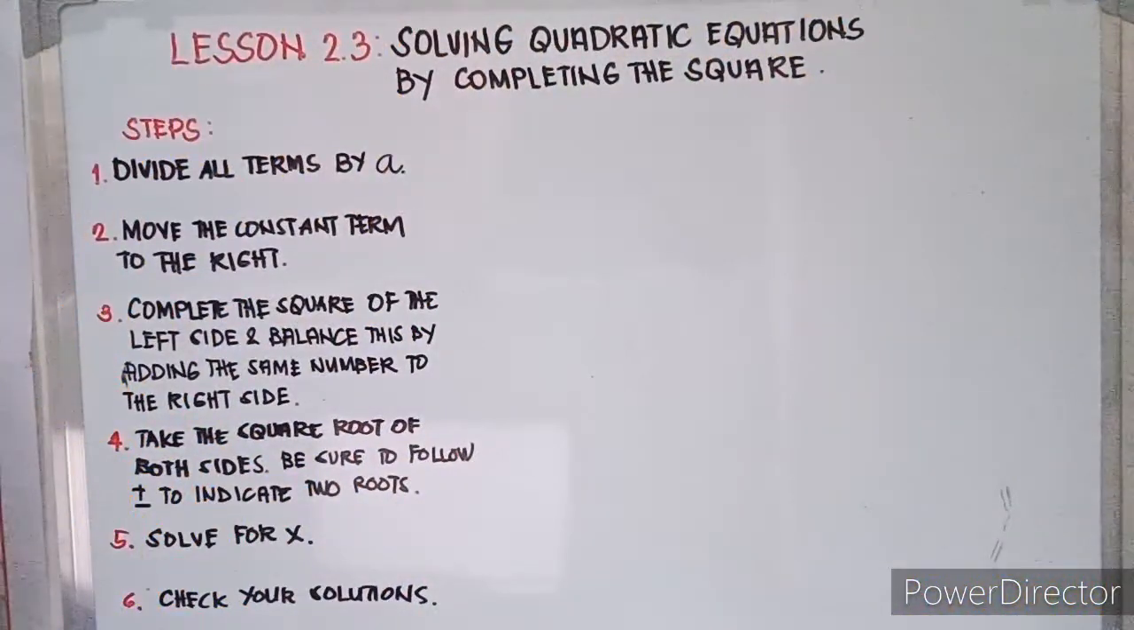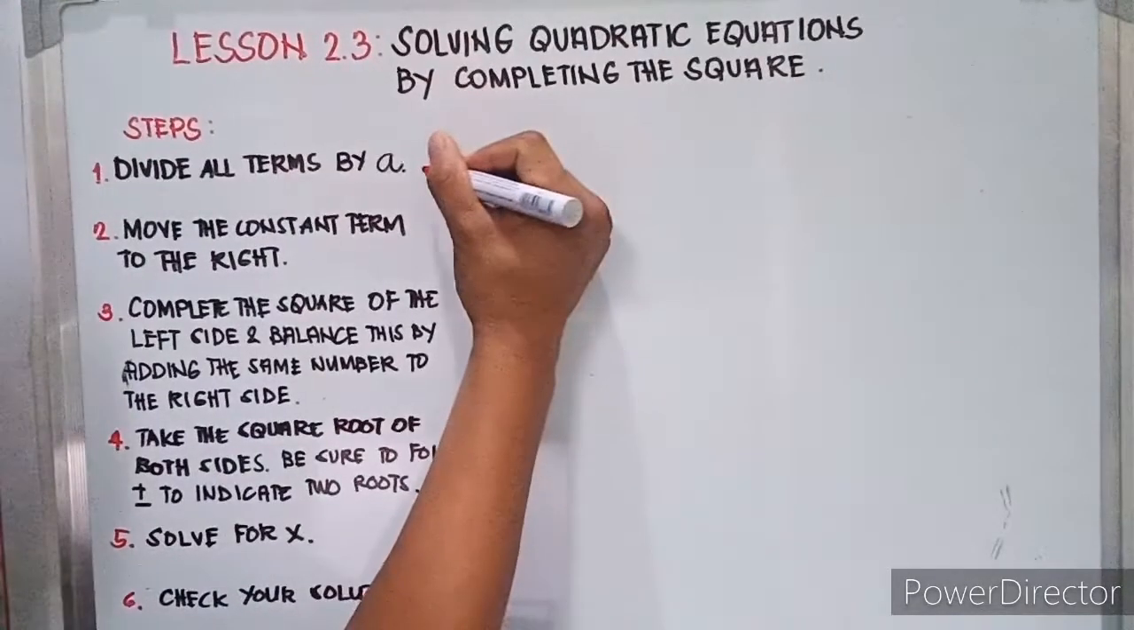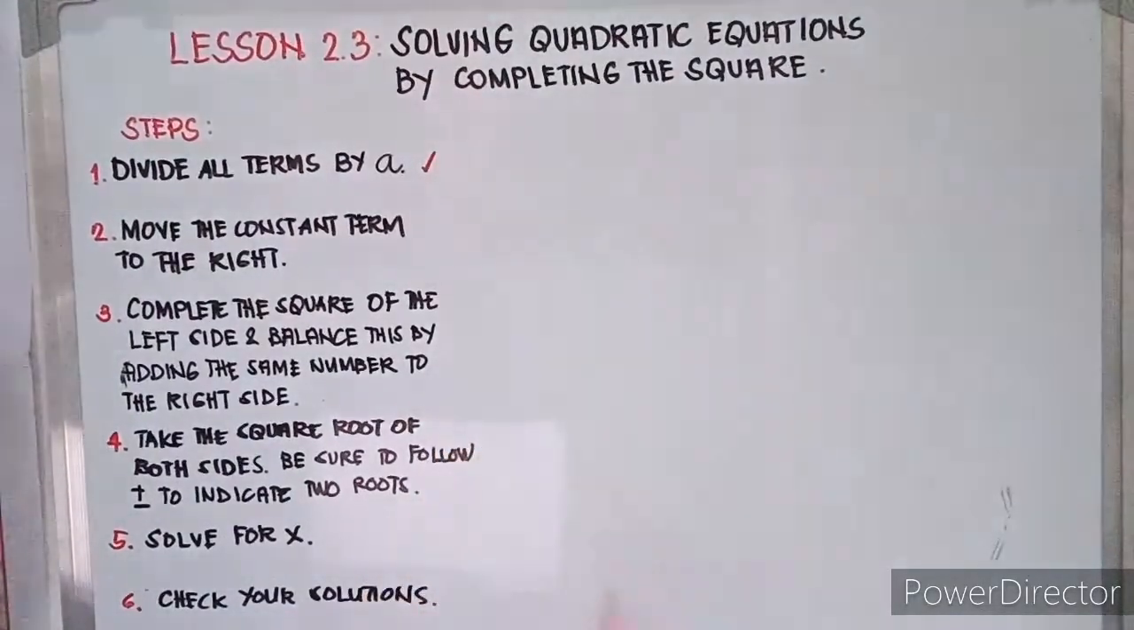Lesson 2.3, Solving Quadratic Equations by Completing the Square. So we have steps to follow for us to solve quadratic equations by completing the square. Step 1, divide all terms by a coefficient.